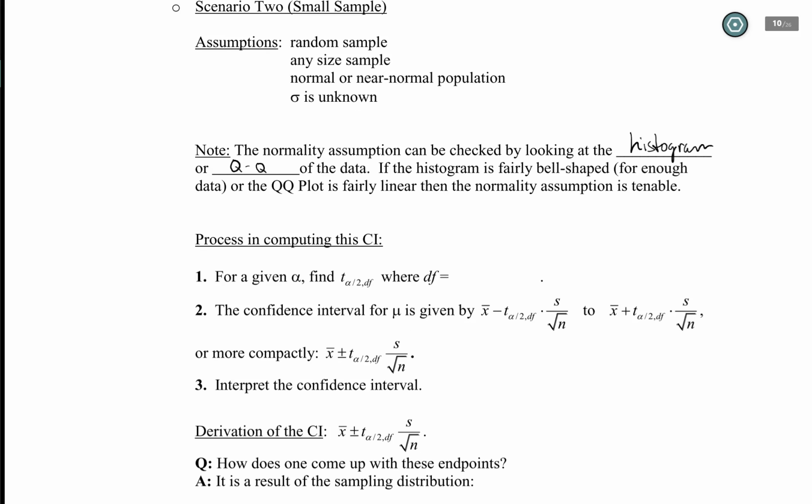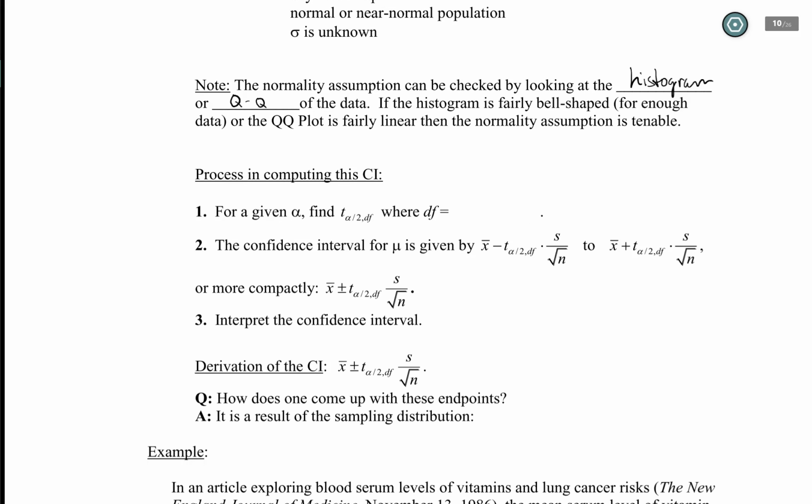Okay, so the confidence interval, what does it look like? Well, it's going to involve this t distribution, and the first thing you're going to need to find is this t sub alpha over 2.